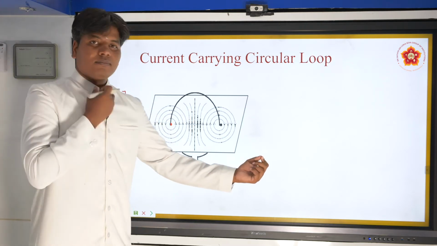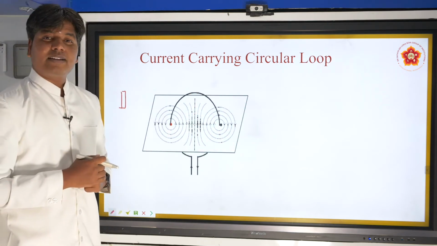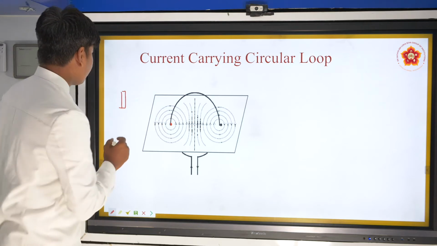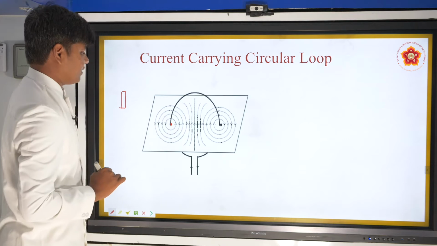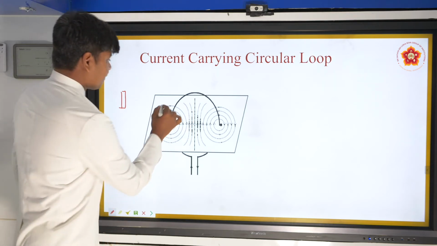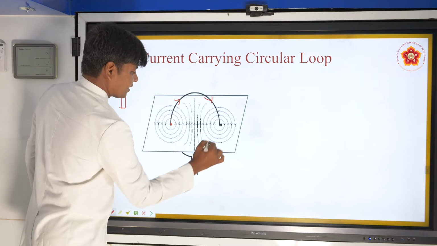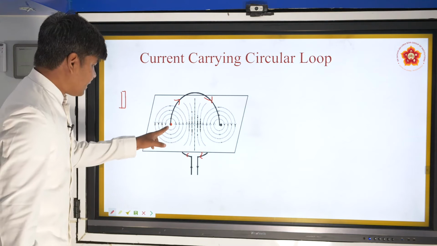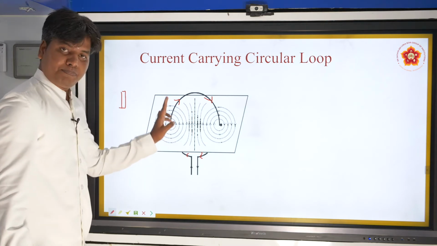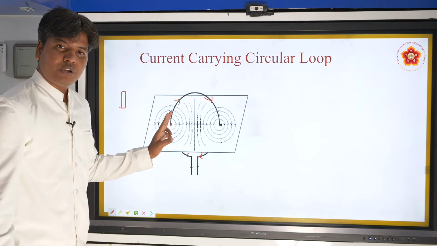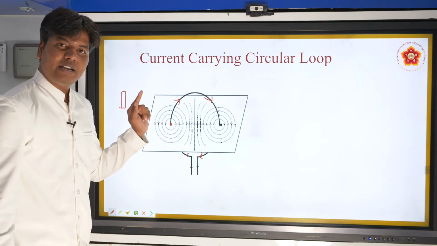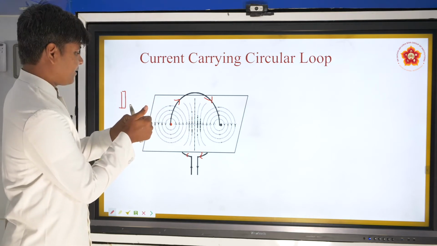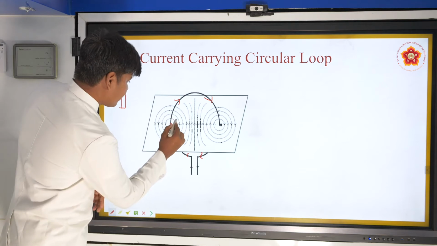We saw that a straight current carrying conductor will have circular magnetic field lines. So this will have circular magnetic field lines. How is the current flowing? In this fashion, right? That means here at this point the current is going up. When the current is going up, what will be the direction of the magnetic field line? In this fashion, right? So see, the current will be in this fashion.